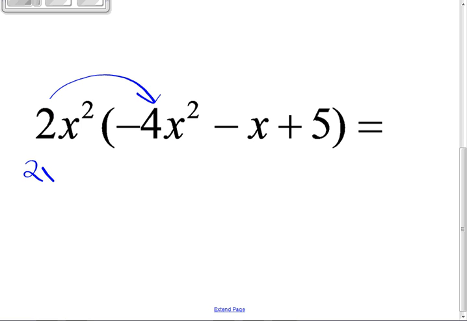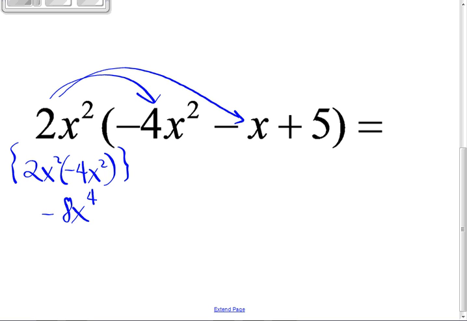It's 2x squared times, this one's easier because I don't have fractions. Just so everybody sees where it's coming from. I'm going to put this in little brackets here because that's my thinking. So it's negative 8x to the what? 4. That's an exponent. After we finish this problem. And what's this going to give you? Mariah, you tell me what this one is. Negative 2x, how many? 3. The next one would be negative 2x squared. 10x squared.